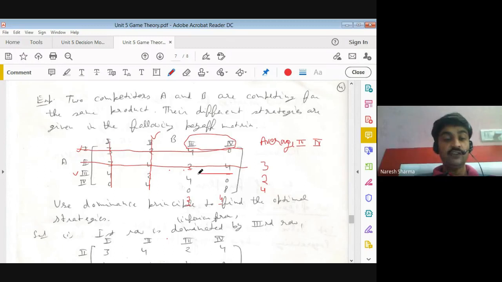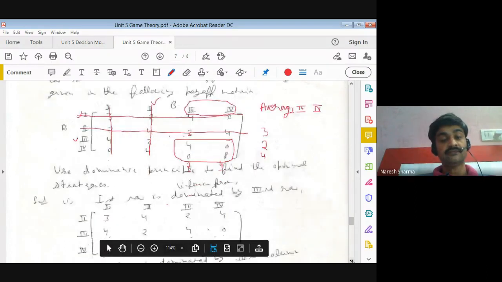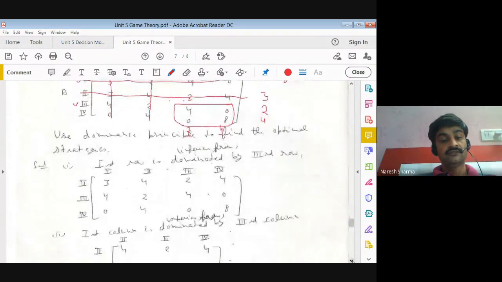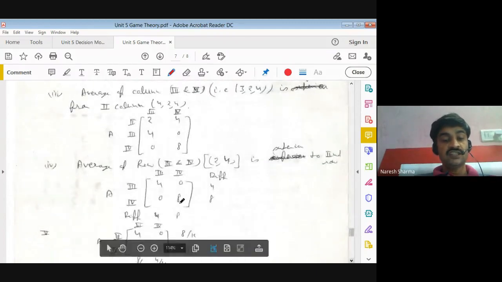Now we have only 2 cross 2 matrices left. So once we have 2 cross 2 matrices left, we just take the difference of these two. 4 minus 0 is 4. 8 minus 0 is your 8. 4 minus 0 is again 4. 8 minus 0 is again 8.